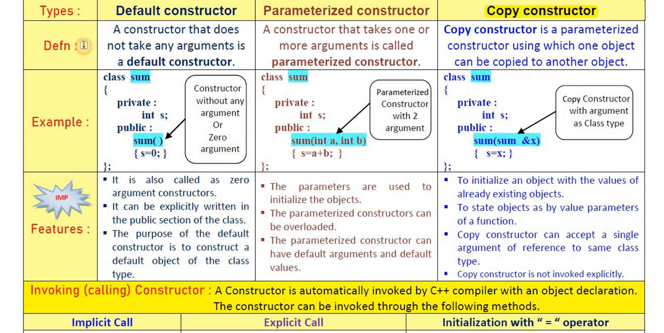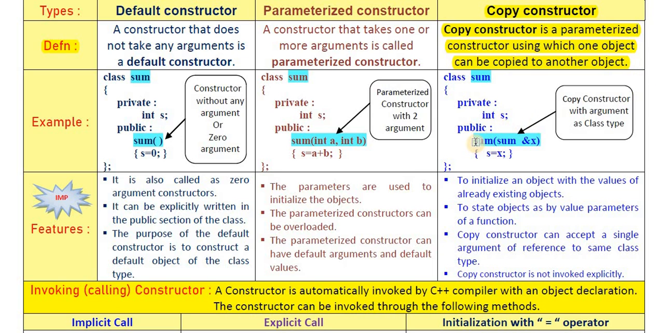So the definition of copy constructor is a parameterized constructor using which one object can be copied to another object. So copy constructor is a parameterized constructor because copy constructor is also using some parameters, and copy constructor is used to copy one object into another object.